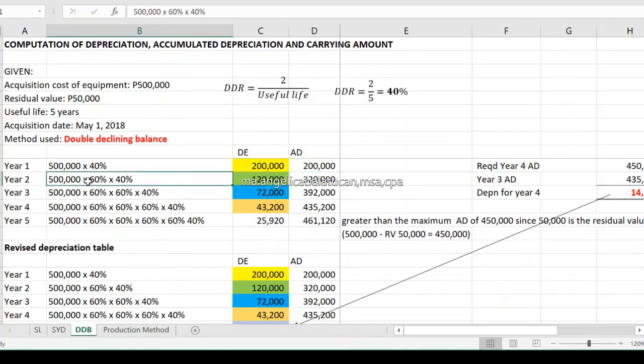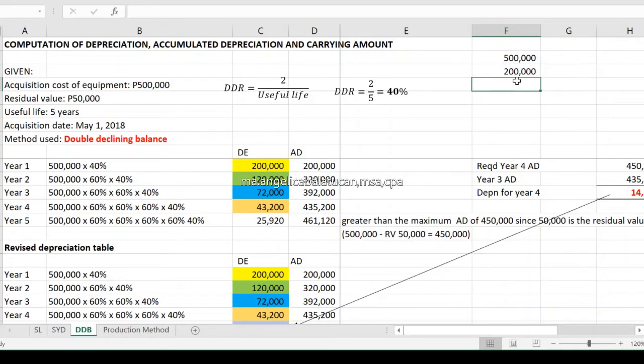For year 2, since this is a declining balance, this is the formula. If we want to use the long way first, it would be this one. We will start with the original cost. So we have the original balance, which is 500,000. This is again the long form. And then we will deduct the depreciation that we have recognized previously. So we have recognized 200,000. Okay, so the balance would be 300,000.